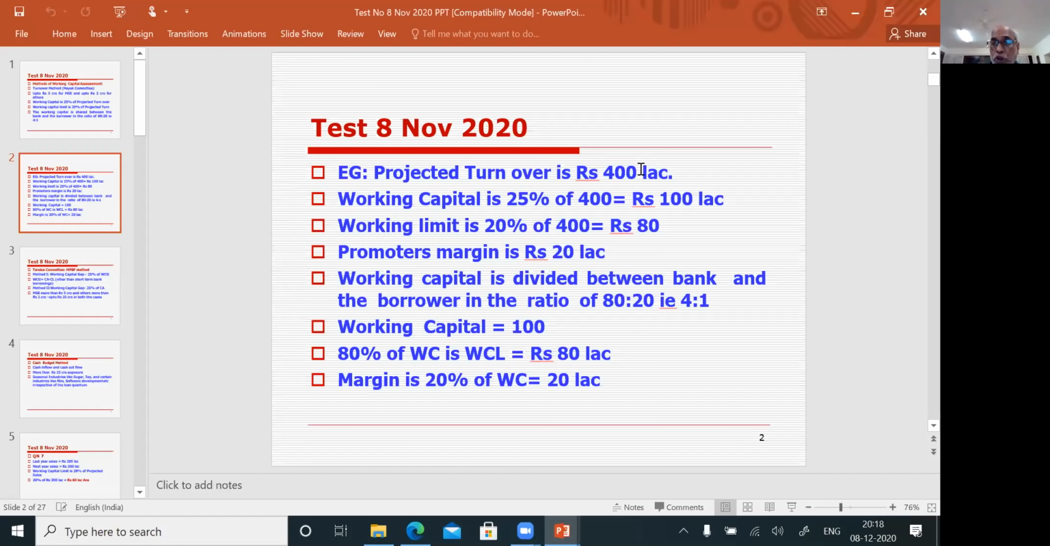So he cannot say that in the last 2 years he manufactured only 200, and this year he is projecting 1,000 lakhs. No, it's not possible. Okay, you cannot accept it.